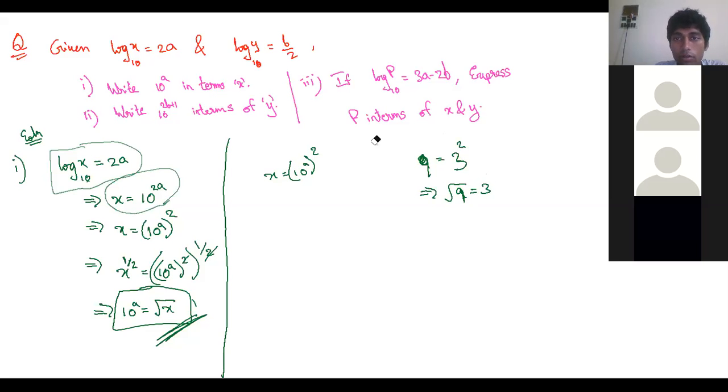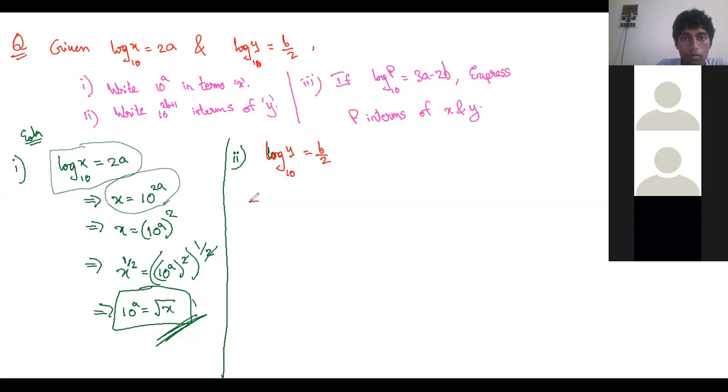Anyone else has any doubts? Everyone is clear? Okay then. Swapnamit, tell me the second one. Sir, the second one, the logarithmic expression is log base 10 y is equal to b by 2. So we can write it in a way that 10 to the power b by 2 is equal to y. Okay, next.